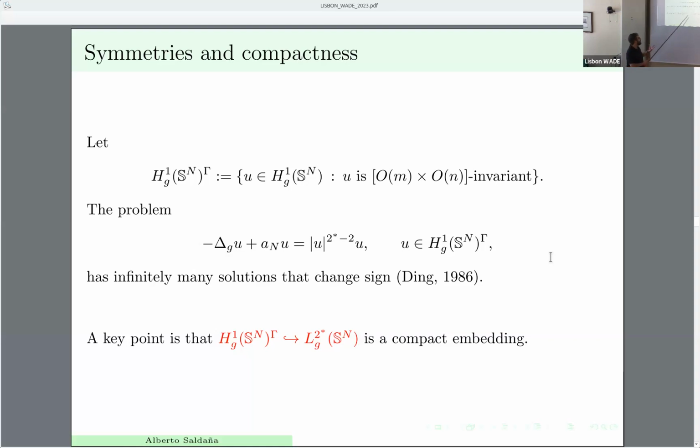And the magic of this construction with the symmetries is that we gain the compactness of the embedding of the Sobolev space in L2 star. So now we can minimize because we know that we are going to arrive at something that is different from 0. Well, with this compact embedding, Ding showed that the problem has infinitely many sign-changing solutions. Exactly. Now you cannot concentrate in one point because of the symmetries. The concentration will have to go not just in one point, but in a very large orbit, and this cannot happen. No. All right.